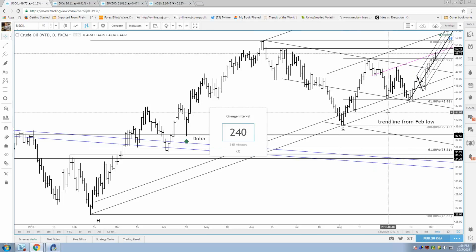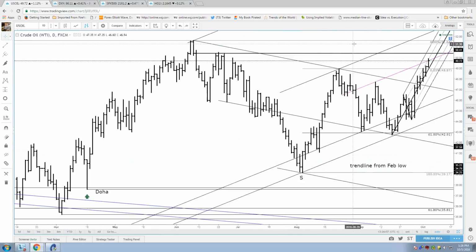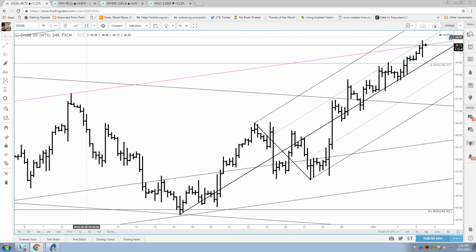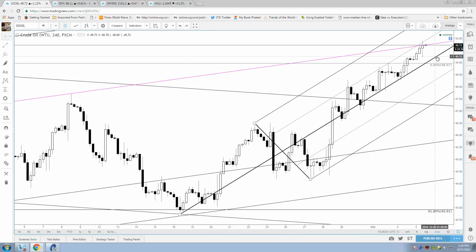Okay, so what we've done is basically extended a parallel from the high here. Okay, and this is the high in 9.8. Okay, so what you're seeing here, what you're getting here is this. We are testing some resistance.